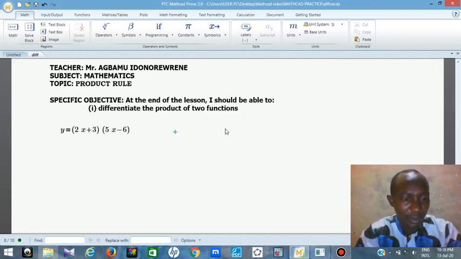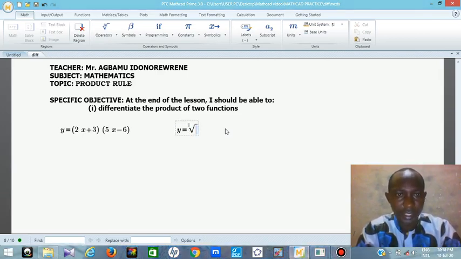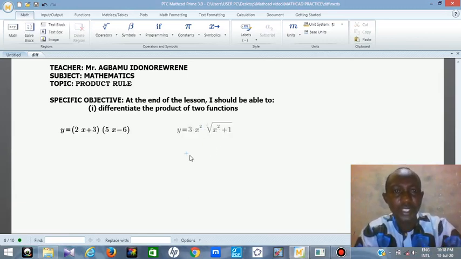Let's have a question like this. If I have a question that says, let me put root first, root 3x squared, something like this, then you now have, let's say, x squared plus 1. If you are asked to differentiate this one, and you don't have the knowledge of product rule, this question may be difficult for you to differentiate.